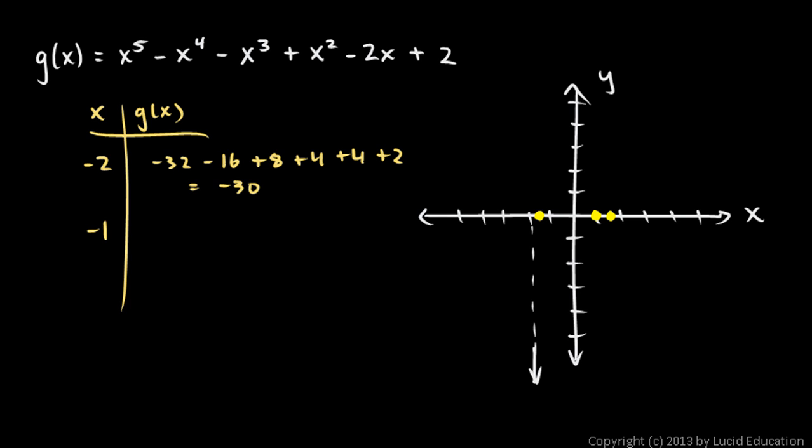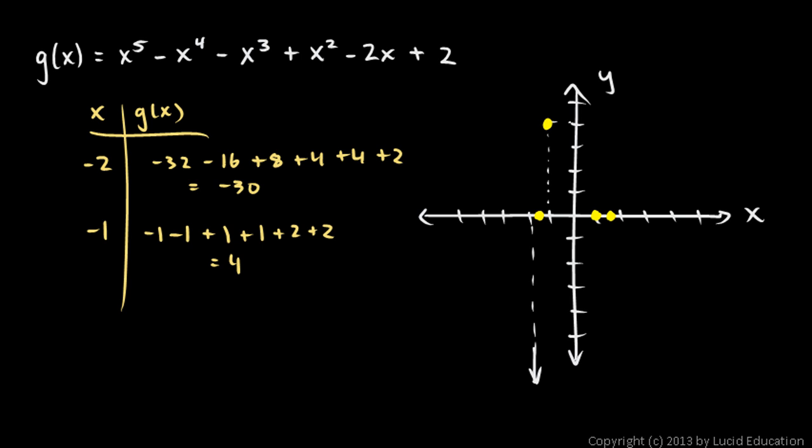If I put in negative 1 for x, you just work out all of this, it comes out to be 4. Okay. I get that because negative 1 to the 5th is negative 1, and then negative 1 to the 4th is 1, so it's minus 1, and then minus negative 1, and then plus 1, plus 2, plus 2, yeah, it equals 4. And so I can plot a point there at negative 1. We're up there at a value of 4. Okay, that's good to know.